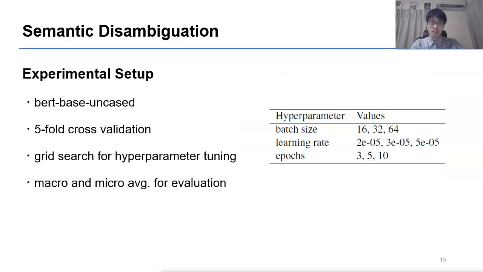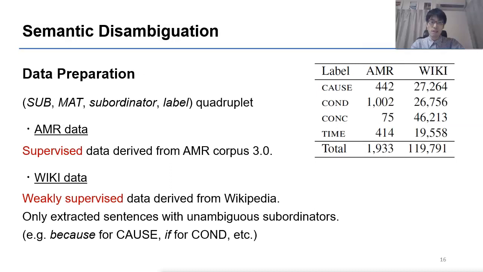In the disambiguation experiment, we use BERT-based uncased model, 5-fold cross-validation, grid search for hyperparameter tuning, and 2 kinds of metrics, namely macro and micro average for evaluation of trained models. We then present 2 methods to obtain the data, which will be in the form of subordinate clause, matrix clause, a subordinator, and a label.